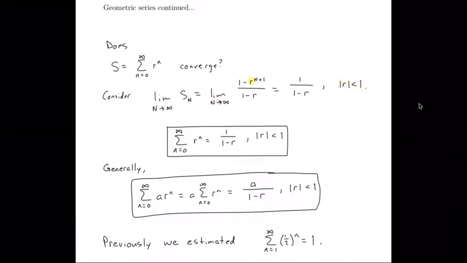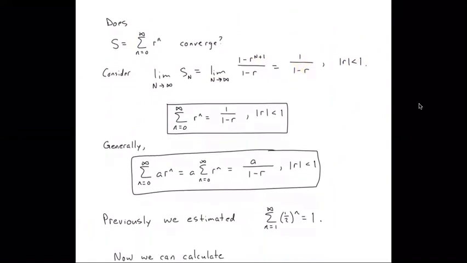So that's why we use this highlighted rule off to the side here. When the magnitude, or the absolute value, of r is strictly less than 1, then this term goes to 0, and our limit is equal to 1 over 1 minus r. So that's our convergence law or rule for the geometric series right here. This series converges, it's equal to 1 over 1 minus r whenever the magnitude of the ratio r is less than 1, strictly less than 1.